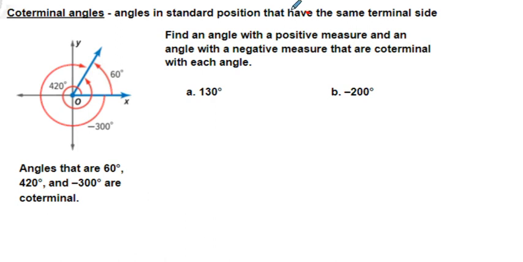Okay, now we're going to introduce a new term. We're going to introduce the term coterminal, all right? And when we talk about coterminal, what we're basically saying is that you have angles that are both in standard position that have the same terminal side, but they're different measures, right? They're different measures, but for all intents and purposes, they look the same, right?